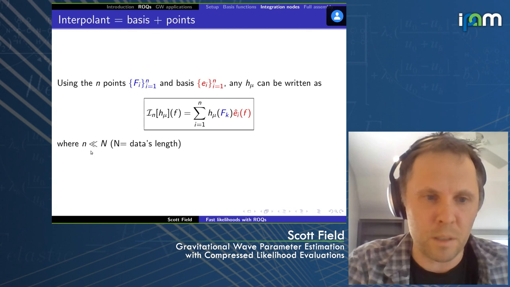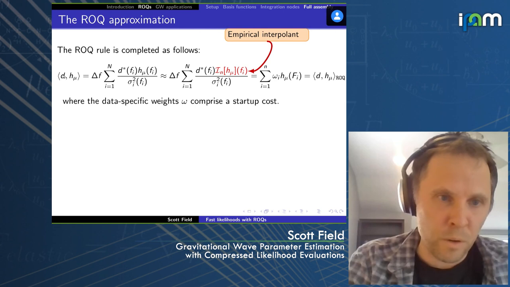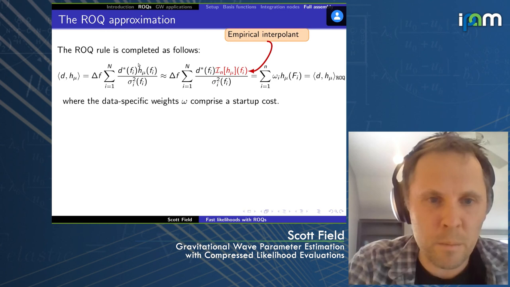That's where the approximation properties will help reduce the cost of evaluating the likelihood. And now we're ready to finally form the reduced order quadrature rule. So coming back to the original overlap that we needed to compute, that's this expression here. The only approximation we make is substituting in the gravitational waveform H for its empirical interpolant.